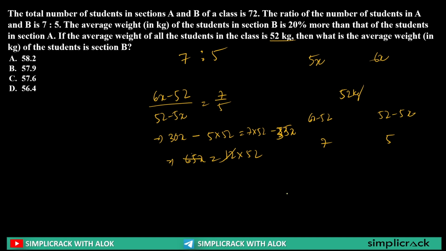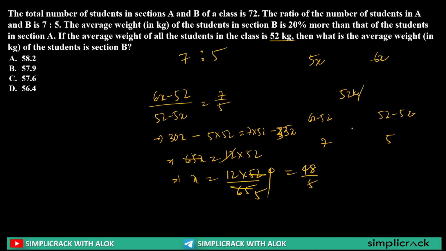This will be plus, addition. Sorry, this will be minus. It's correct. So 7 plus 5 is 12, times 52. X is equal to 12 into 52 by 65. Cancelling 13, this is 48 by 5. So x is equal to 48 by 5.